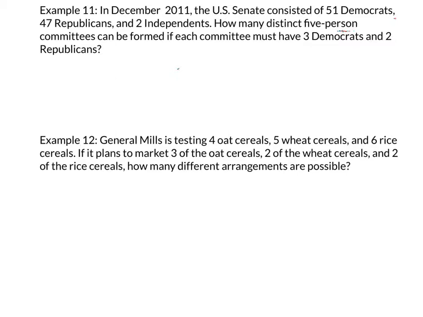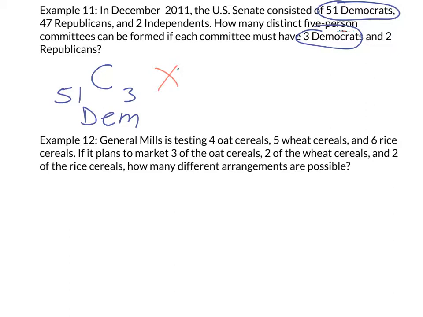So, let's start with the Democrats. We got to go big to small. So there were 51 total Democrats, and we said it's NCR, so we're choosing combination 3. Let's put Dem to abbreviate Democrats, times, now again we're keeping like with like, we're keeping the Democrats together and we're keeping the Republicans together. So with the Republicans, there were 47 Republicans, and we're choosing our combination 2. And I'll put REP to abbreviate Republicans.